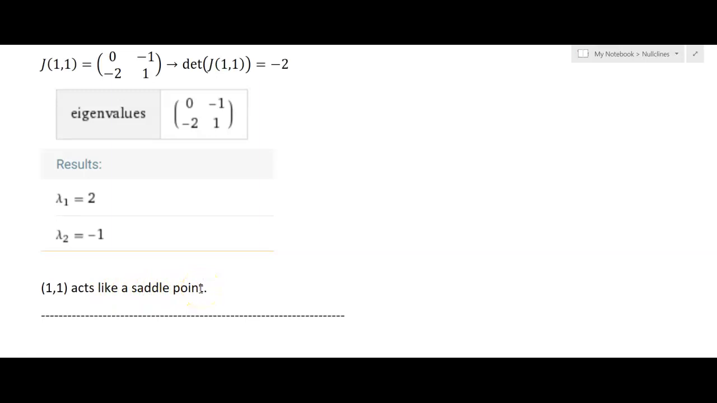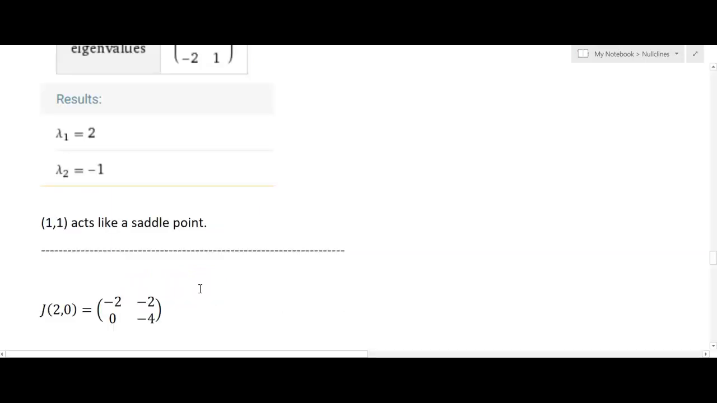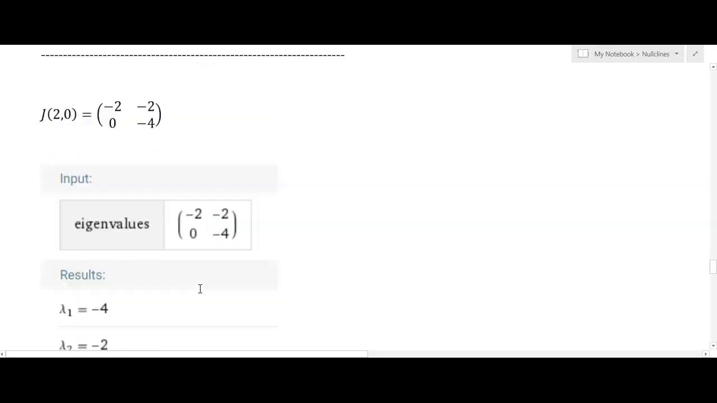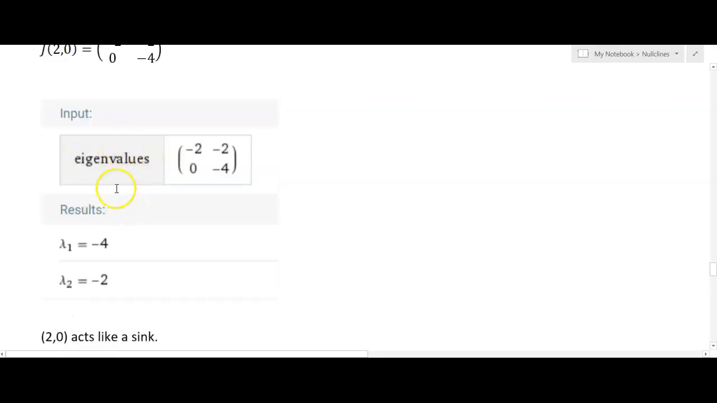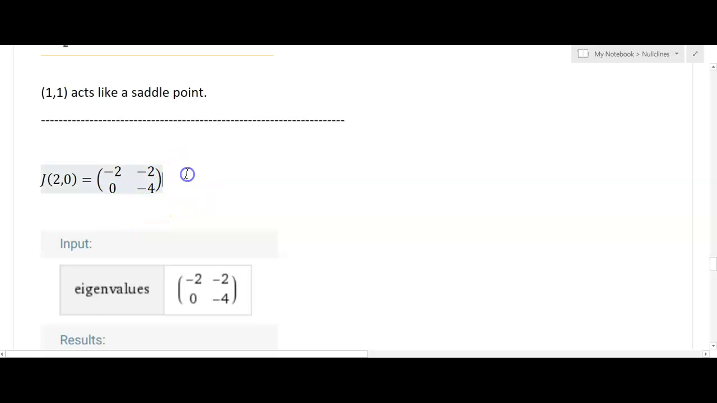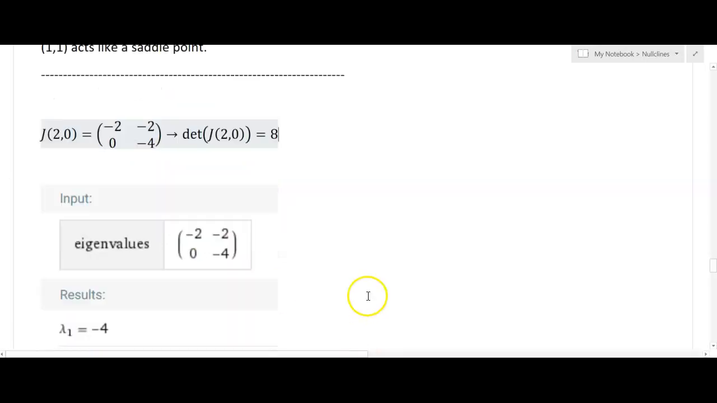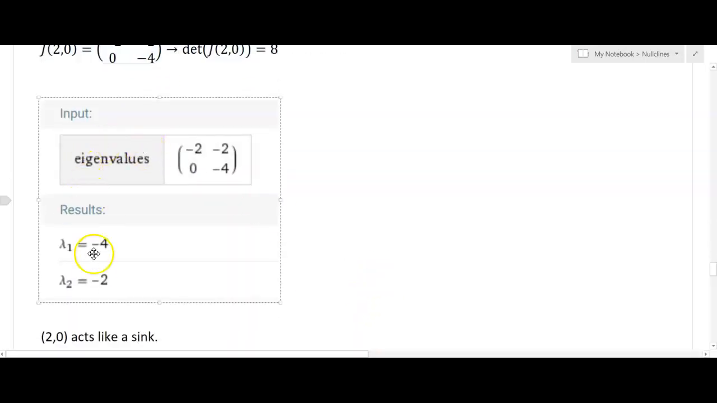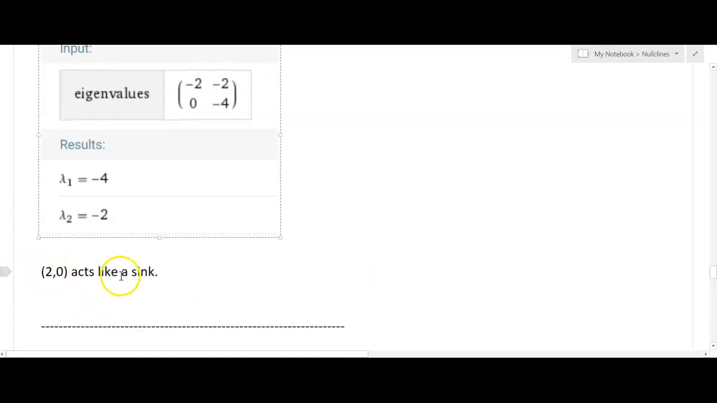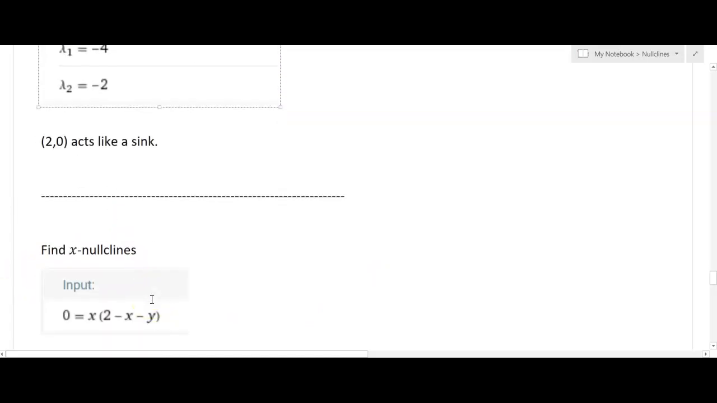So again, 1, 1 will kind of push trajectories away. We'll kind of suck them in and push them away. And finally, 2, 0 is another equilibrium point, and we get a determinant of J20 that is equal to +8: -2 times -4 minus 0. So we can proceed. The eigenvalues are both negative, and so 2, 0 acts like a sink.